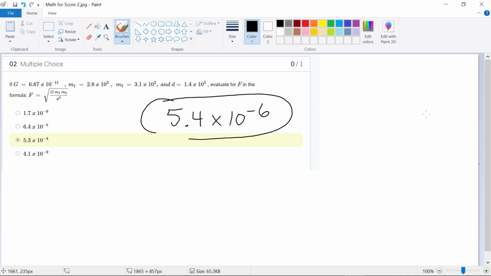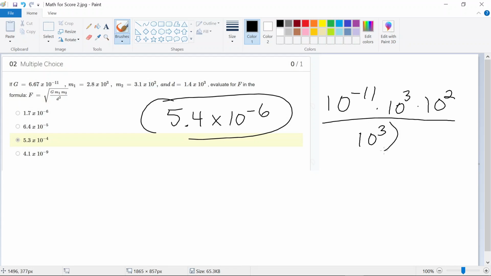I'm going to deal with the exponents first, the powers of 10. So on the top, it's 10 to the minus 11th, g times M1, which is 10 cubed, times M2, which is 10 squared, divided by, and it says D squared, so it's 10 cubed squared. Then take the square root of that whole thing.